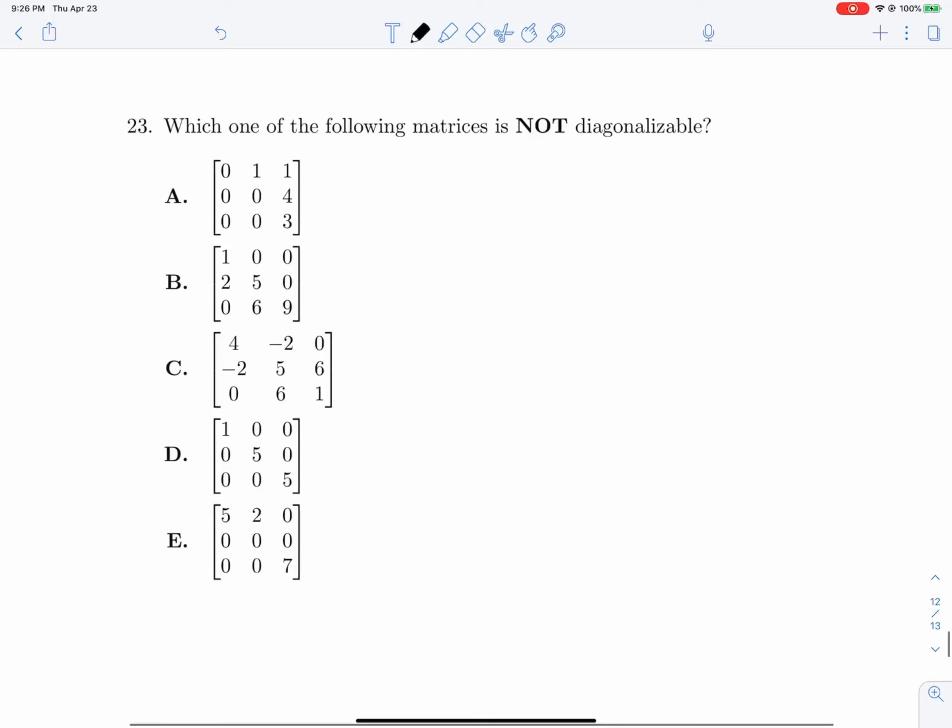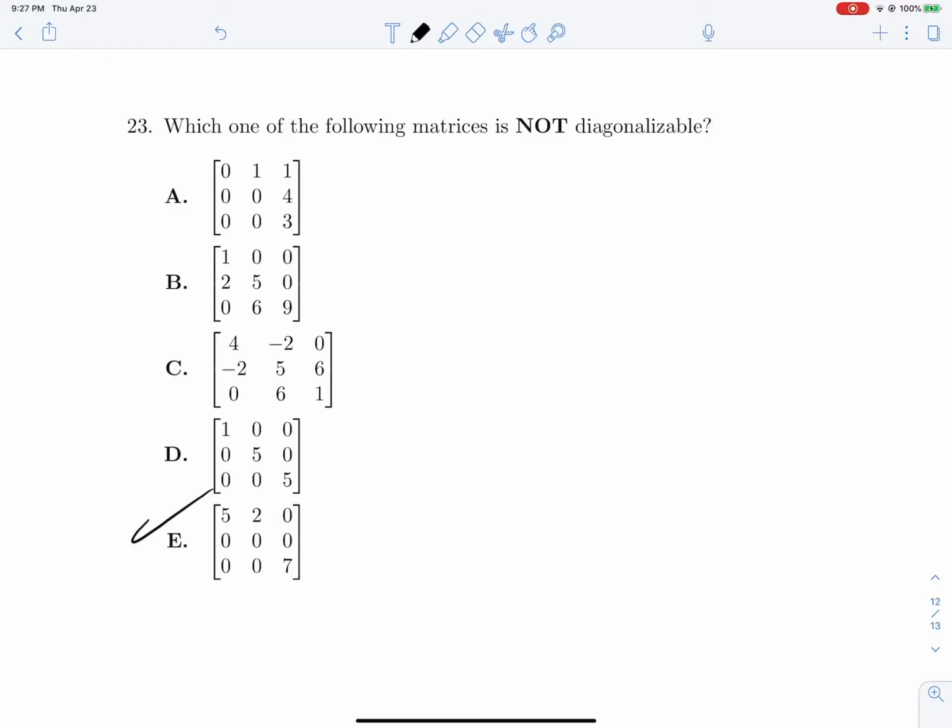Which of the following matrices is not diagonalizable? So some things that we know: any upper triangular matrix with n distinct values along its main diagonal is automatically diagonalizable. And so we can apply that to matrix E here. It has 5, 0, 7 as values along its main diagonal. Those are in fact its eigenvalues, and because an n by n matrix with n distinct eigenvalues is always diagonalizable, E is definitely diagonalizable.